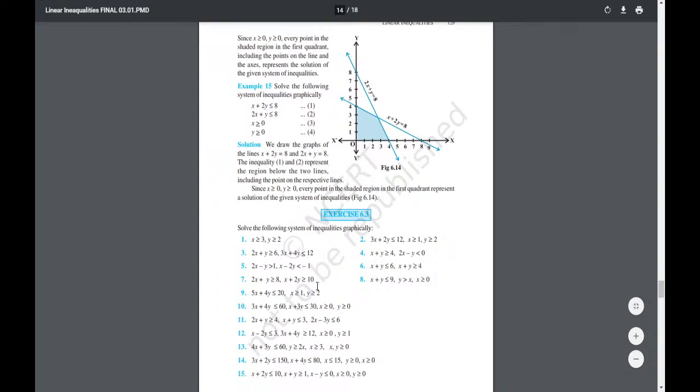6th, 7th, 8th, we will discuss any one of these three. Probably question 8th. Let us see question 8th. Question 8th is x plus y less or equal to 9. We have to draw the graph, means we have to show the solution graphically. X plus y less or equal to 9 and y greater than x strictly and x greater or equal to 0. Right. So let us draw it.